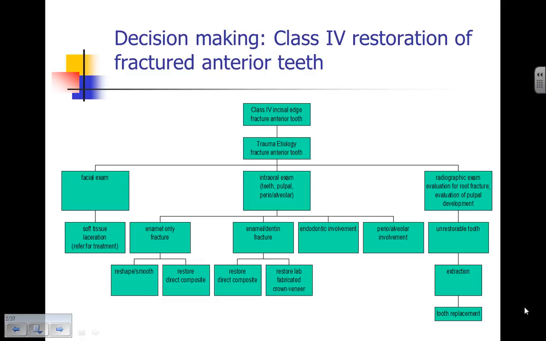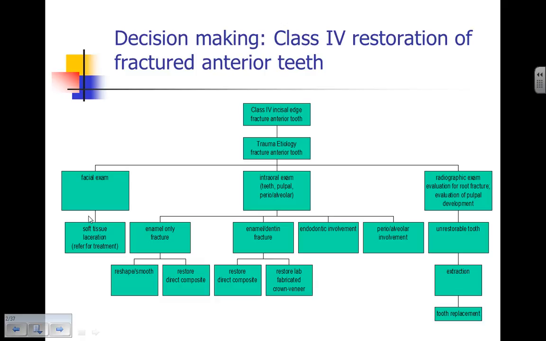We're going to have to do a really thorough exam. And this exam is not just looking at the teeth, but really a facial exam. Look for any lacerations that may be present. Make the decision whether or not it could have been a concussive injury that caused a fracture, the patient being hit on the chin, the teeth hitting together, and that causing a fracture.